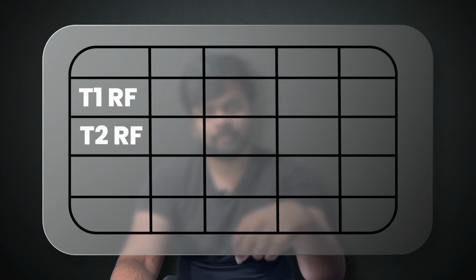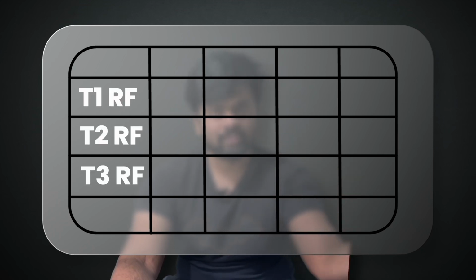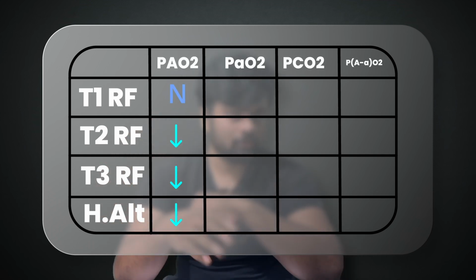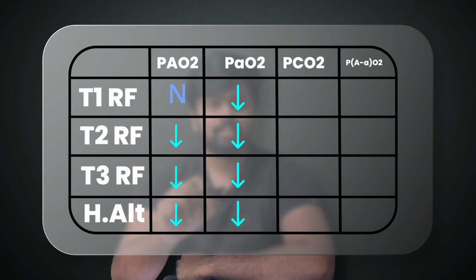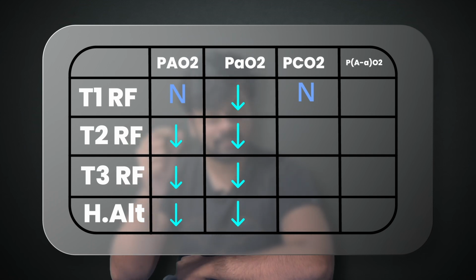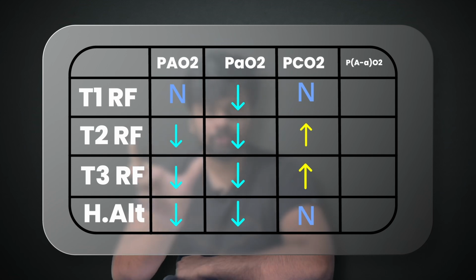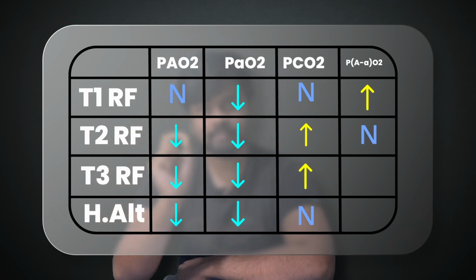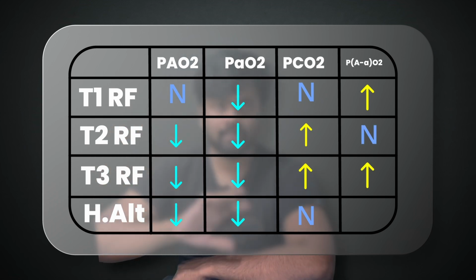Now let's summarize the types of respiratory failure. There is type 1, type 2, type 3 respiratory failure. Let's keep aside type 4 respiratory failure as it is not important, and let's also summarize high altitude. Now partial pressure of arterial O2 is decreased in all types of respiratory failure. Partial pressure of arterial CO2 is completely normal in type 1 respiratory failure, and it is increased in type 2 and type 3 respiratory failure, and it is normal in high altitude. Now the gradient. The gradient is increased in type 1 respiratory failure, normal in type 2, increased in type 3, and normal again in high altitude conditions.